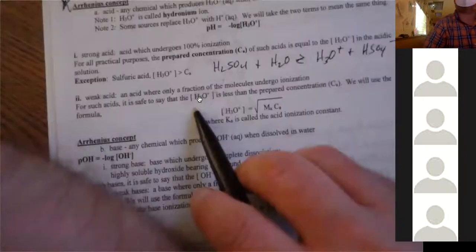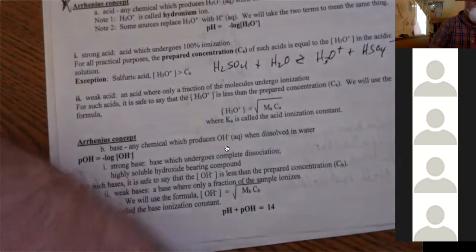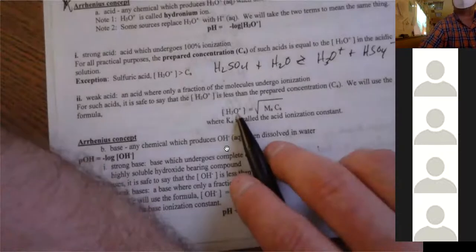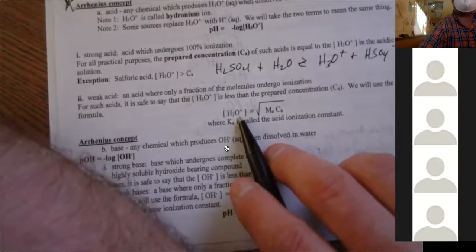A weak acid only ionizes slightly. 1 molar HCl, you'll have 1 mole per liter of H3O plus. 1 molar acetic acid, you'll have much less than that, because the acetic acid does not tend to ionize very well.